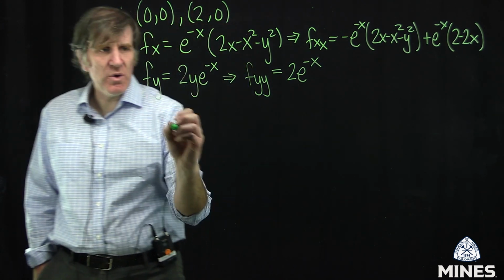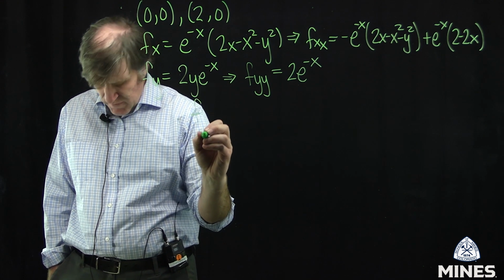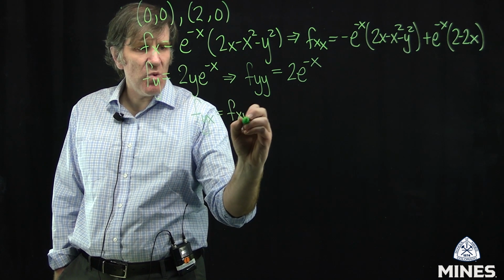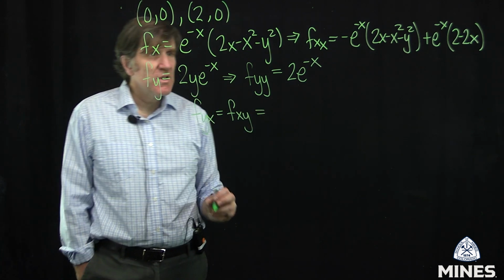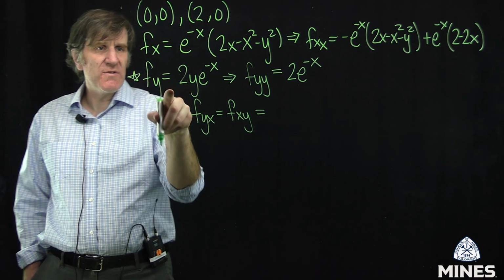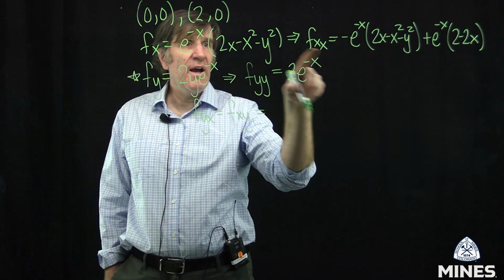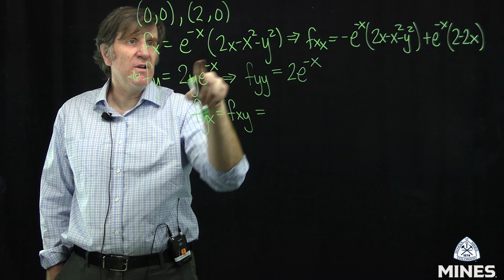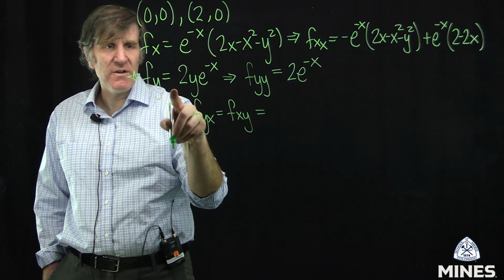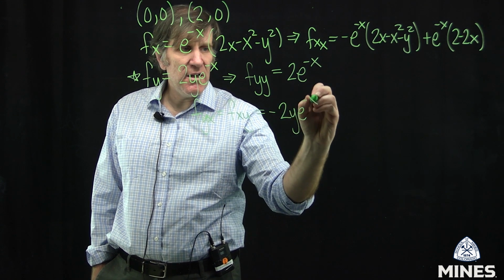In order to use the second derivative test, we also need the mixed derivative. We need f sub yx, and we know that's the same as f sub xy. We can choose if we would rather start with f sub y and then take an x derivative, or start with f sub x and take a y derivative. It's the same either way, but this is pretty straightforward. I'm going to take the x derivative of f sub y to get minus 2y e to the minus x.